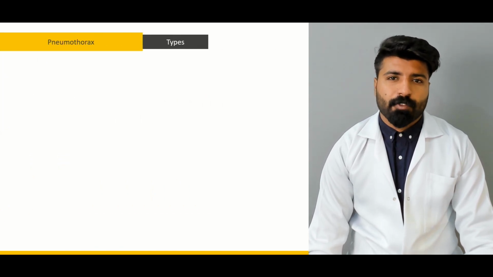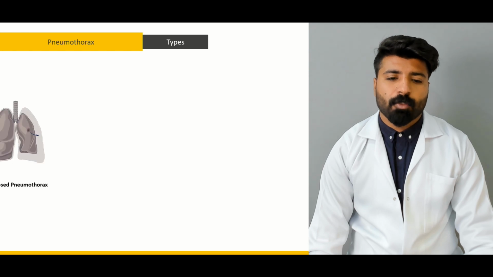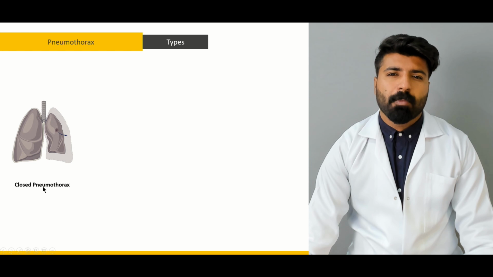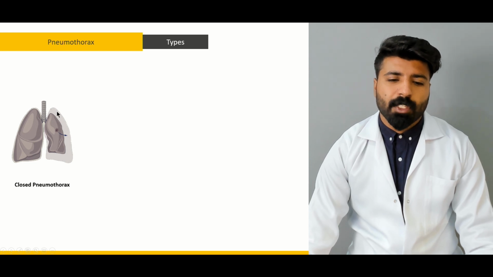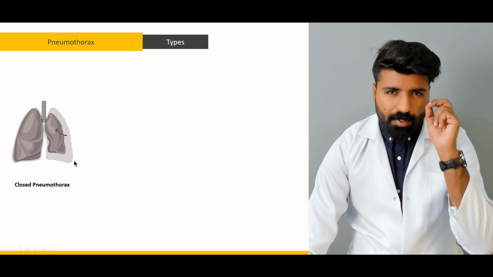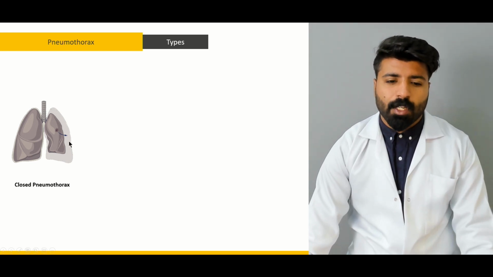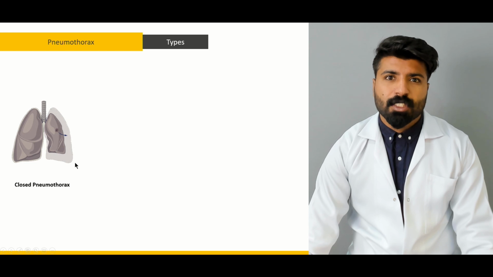What are the types of pneumothorax? We're going to talk about the types of pneumothorax. First of all, we have closed pneumothorax. What do you mean by closed pneumothorax? Closed pneumothorax means that the pleural space, or whatever it was through which the air rushed in, is now closed. It opened for a very minute, spontaneous time, air rushed in, but it's closed now. That's why it's called closed pneumothorax. That area is sealed now.